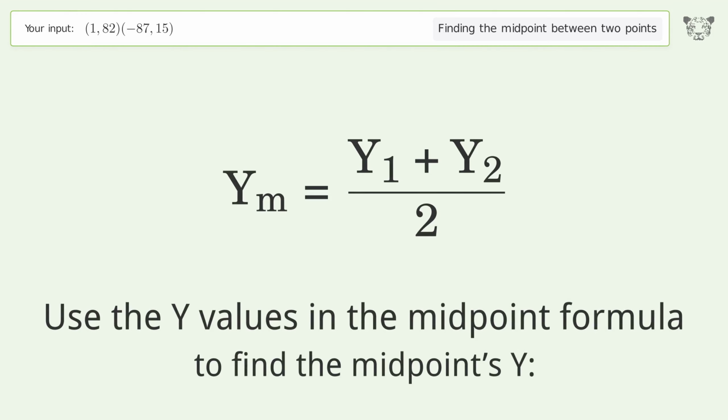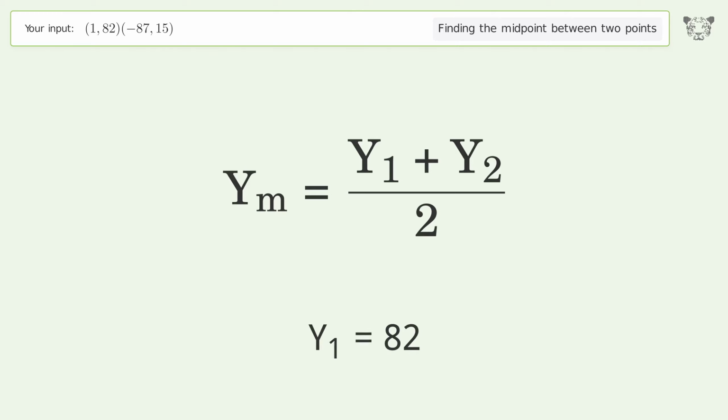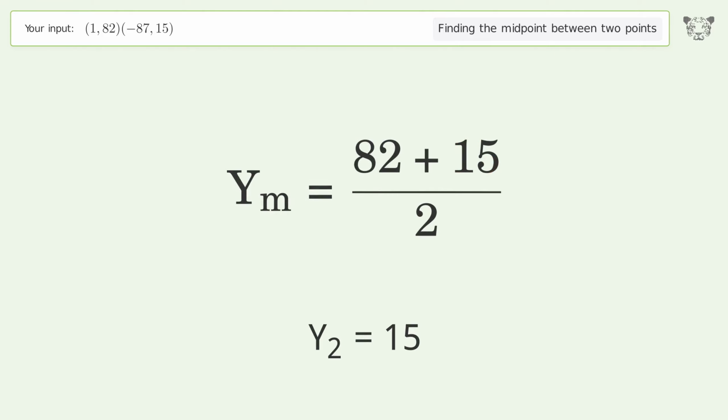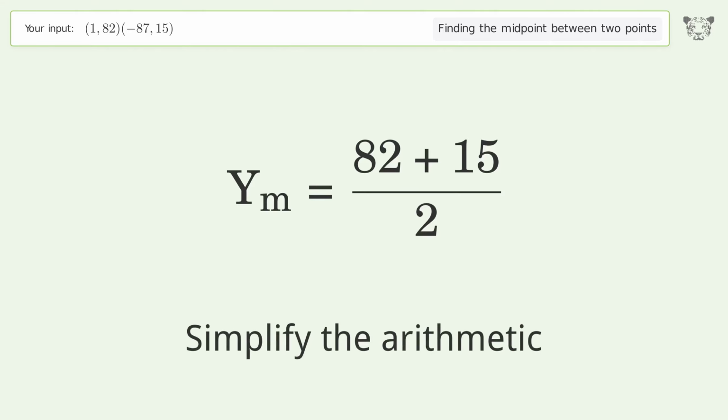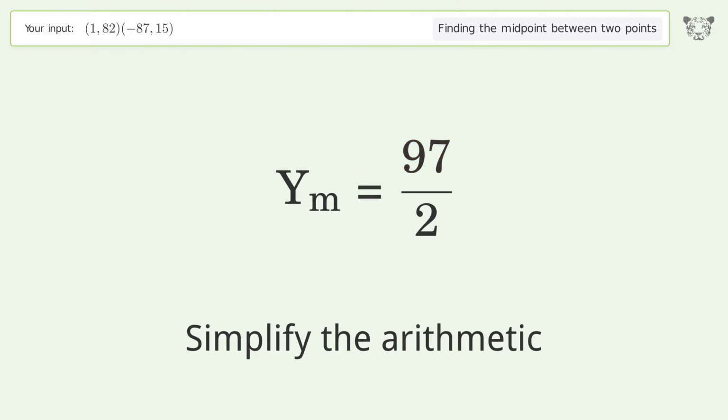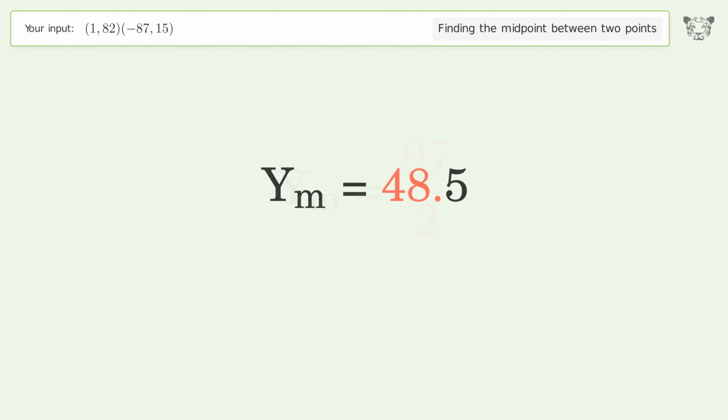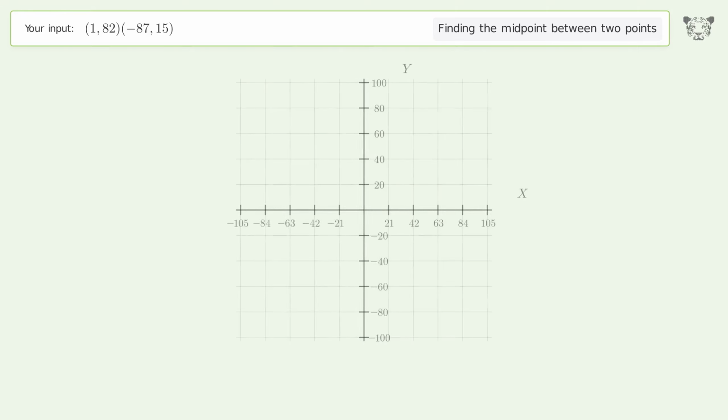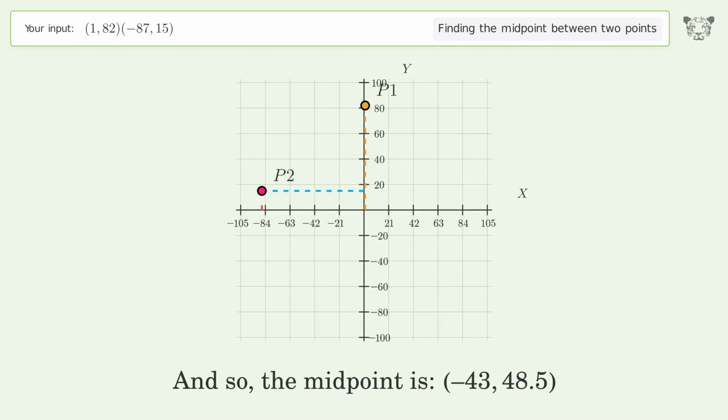Use the y values in the midpoint formula to find the midpoint's y. y1 equals 82. y2 equals 15. Simplify the arithmetic. And so, the midpoint is negative 43, 48.5.